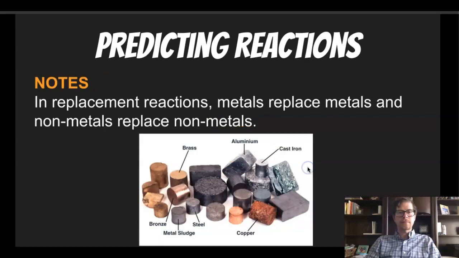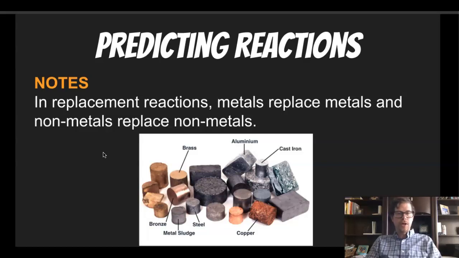The second thing to remember is that when we have these replacement reactions, metals replace metals and nonmetals replace nonmetals. You've got ions of some of these metals hanging out, and they rearrange and put themselves in new places, taking the place of another metal. When you get to chemistry, you'll come across a way to figure out whether or not it's going to happen. It doesn't always happen. It depends on which metals or nonmetals we're talking about. There is a way to predict that. We're not going to get into that in this class.